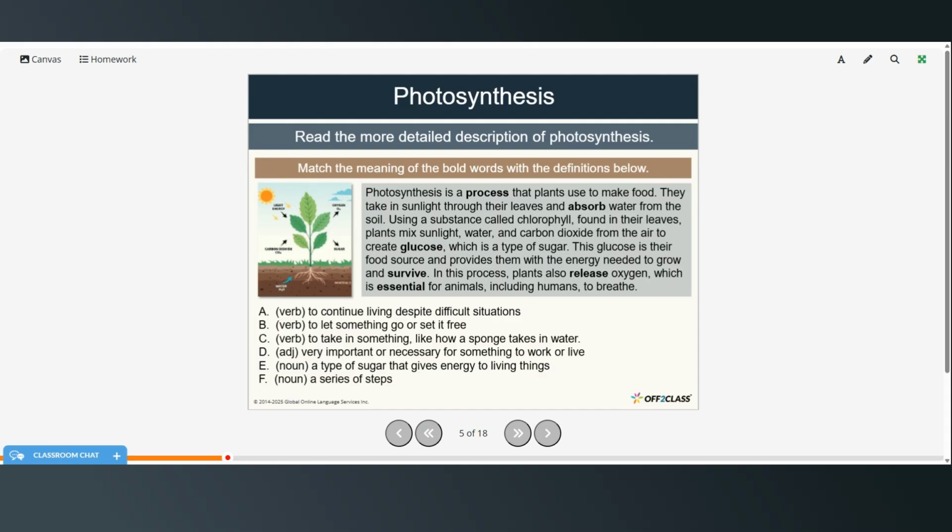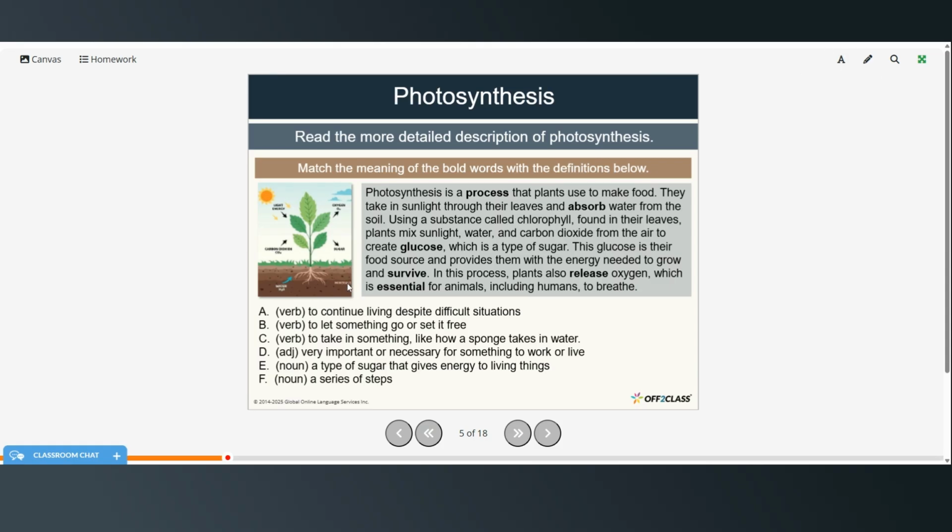Photosynthesis is a process that plants use to make food. They take in sunlight through their leaves and absorb water from the soil. Using a substance called chlorophyll found in their leaves, plants mix sunlight, water, and carbon dioxide from the air to create glucose, which is a type of sugar. This glucose is their food source and provides them with the energy needed to grow and survive. In this process, plants also release oxygen, which is essential for animals, including humans, to breathe.